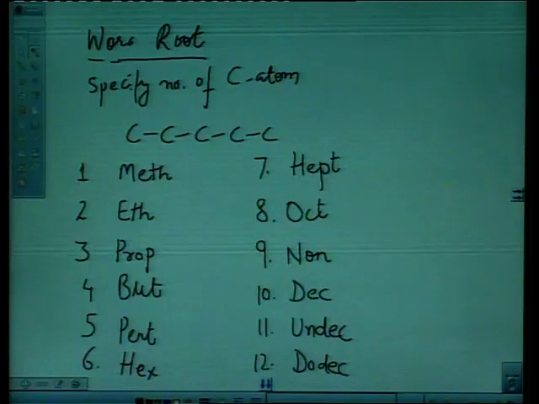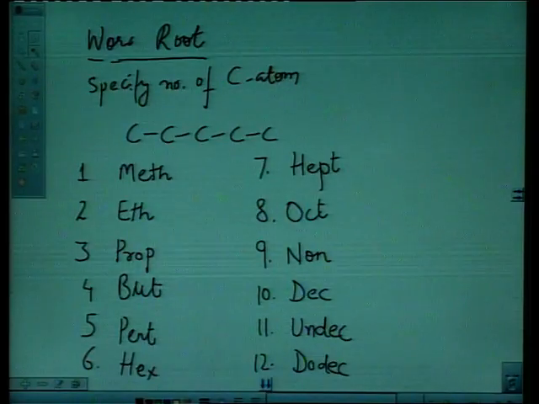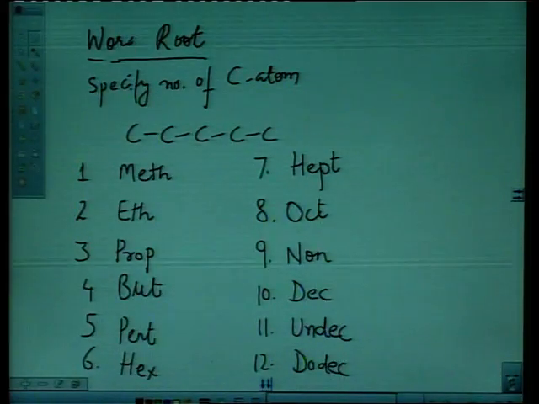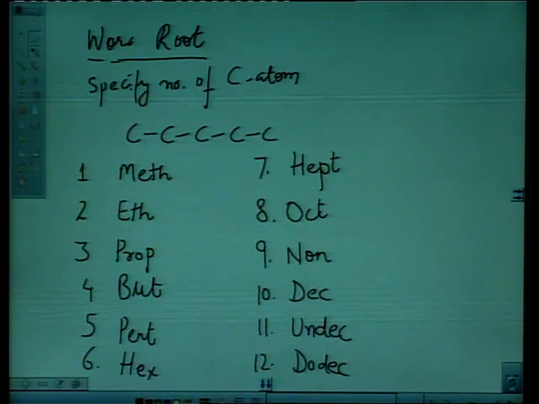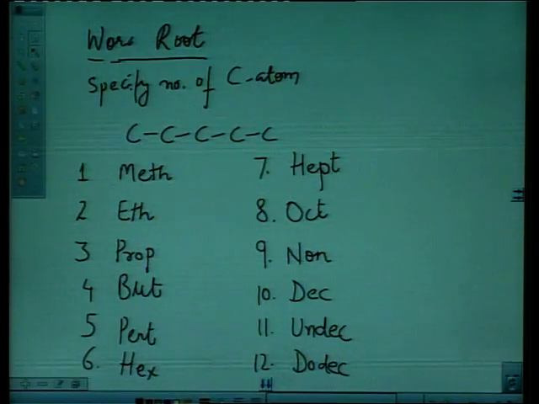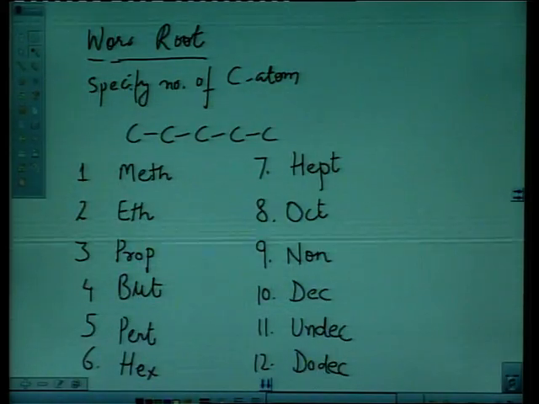According to the number of carbon atoms, the word root is given. If there are more carbon atoms, word roots are also specified for 20, 50, 100, and for 1000, 2000. So there are names for them. Due to the catenation property of carbon, it forms a large number of organic compounds. The number of organic compounds is much more than inorganic compounds, and only due to this property of carbon it forms a large number of compounds.